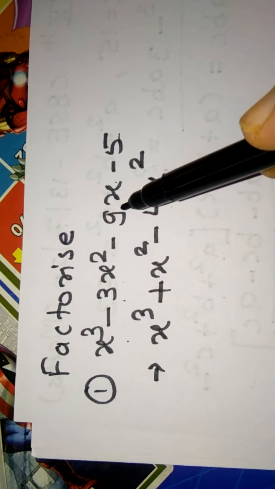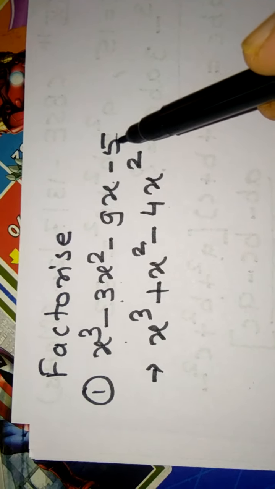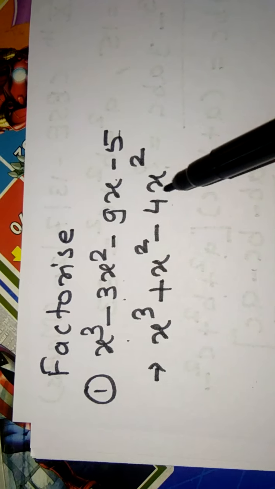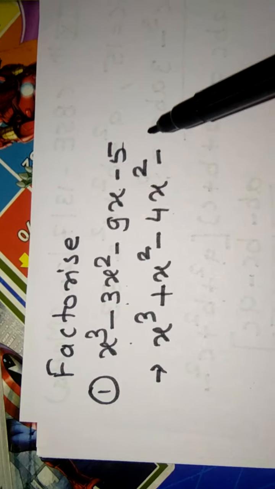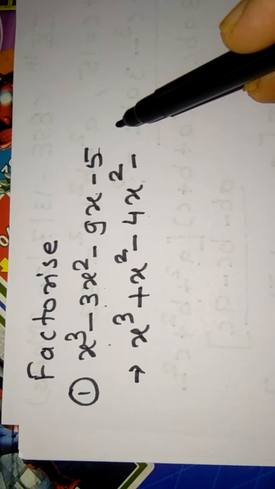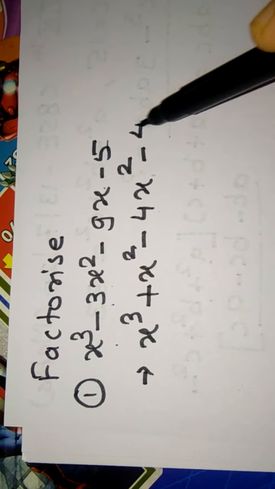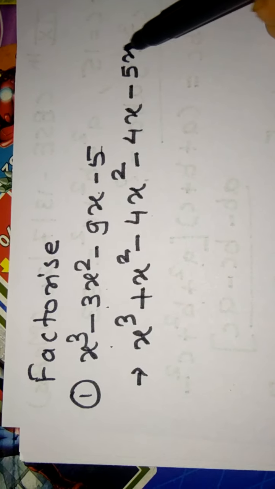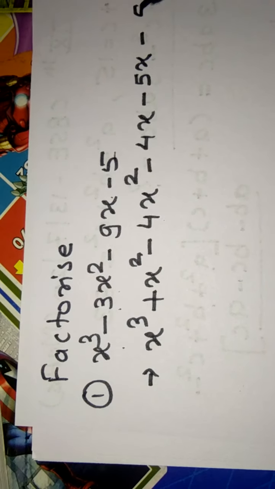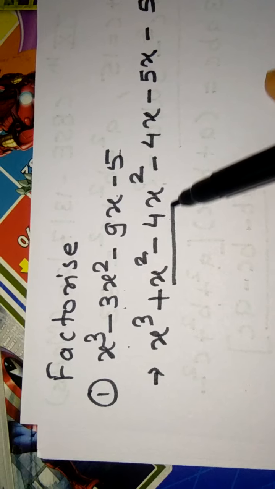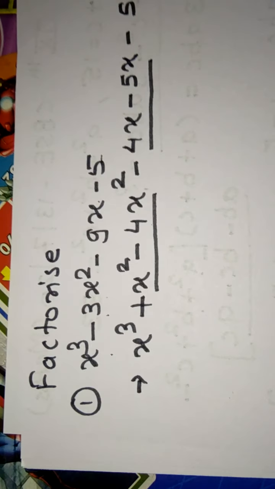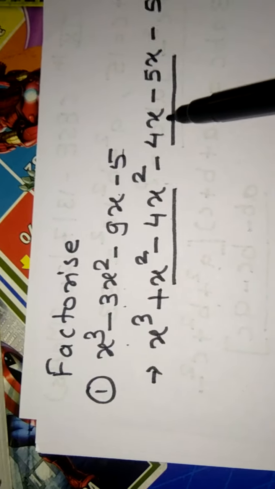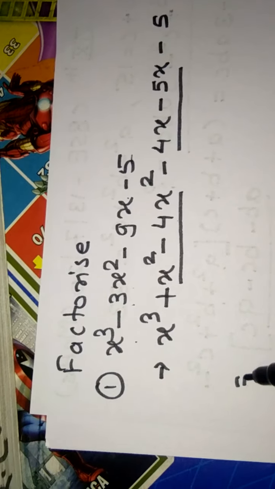I have got minus 4x square. So arrange 9 as an addition of 4 and 5 so that we can get 4 as a common factor. So the factors of minus 9x are minus 4x minus 5x minus 5. See what I have done. I have arranged these two terms instead of minus 3x square and minus 9x.